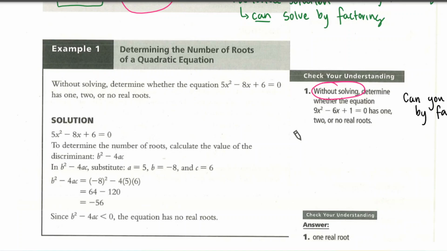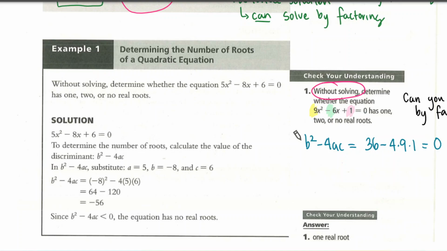Okay, so let's just calculate the discriminant. My A is 9, my B is -6, and my C is 1. The discriminant is B squared minus 4AC. In this case, it would be 36, because 6 squared is 36, minus 4 times 9 times 1, which actually is 0. So the discriminant is 0.